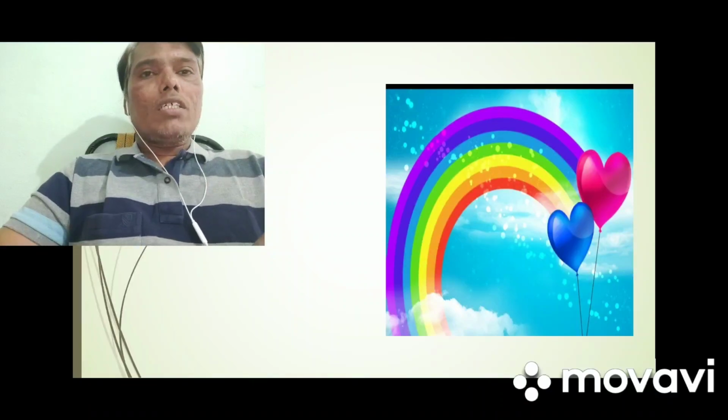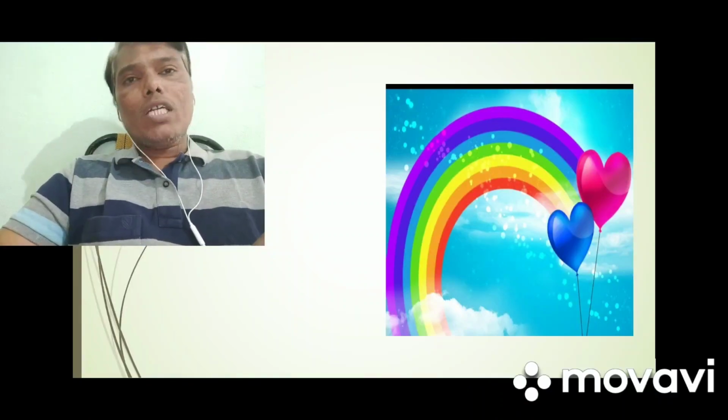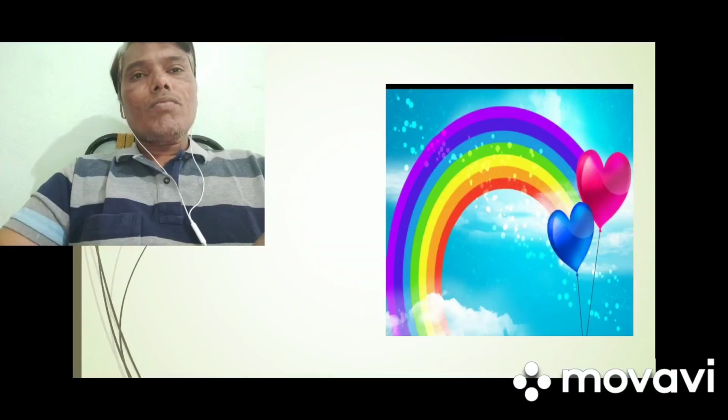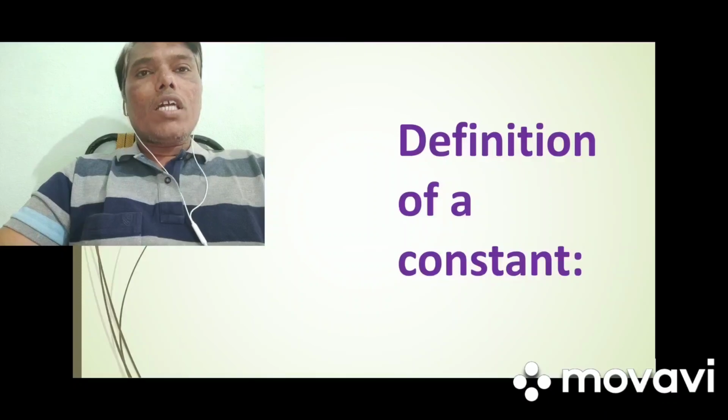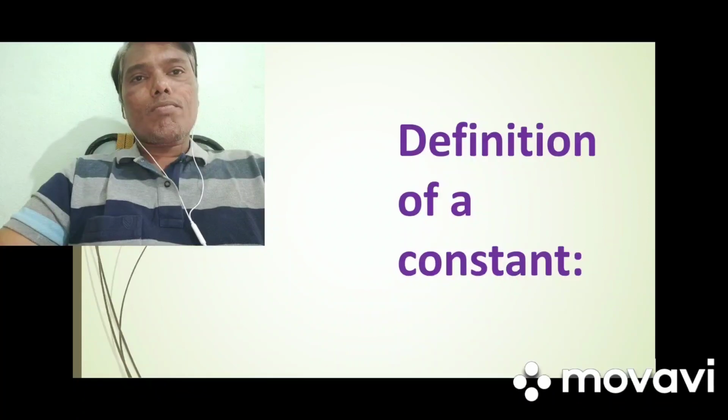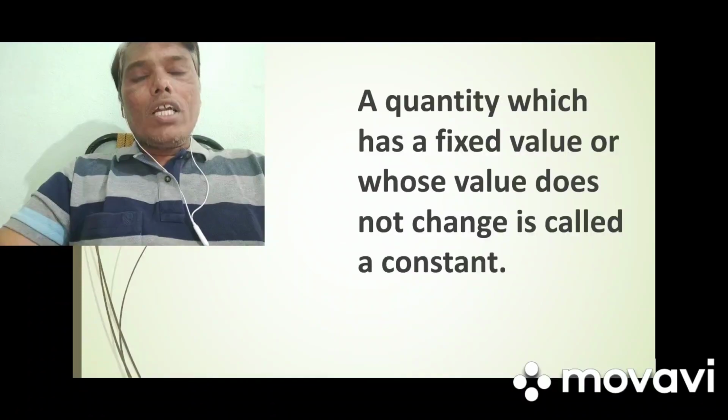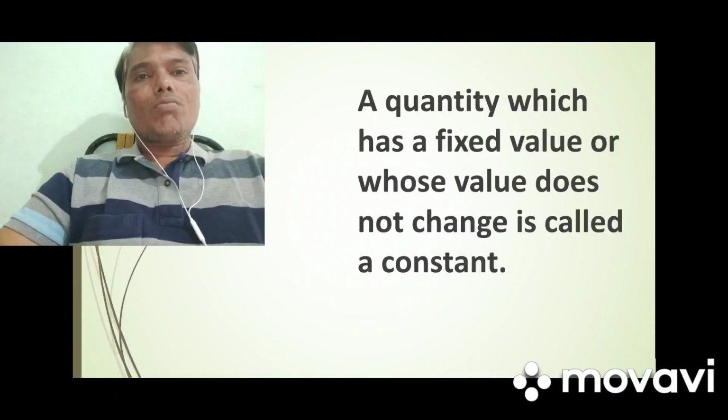By observing these pictures, what do you understand? So far we observed quantities whose values are fixed and not changing. How do we call them? We call them constants. What is the definition of a constant? It is a quantity which has a fixed value and whose value does not change. Such a quantity is called a constant.